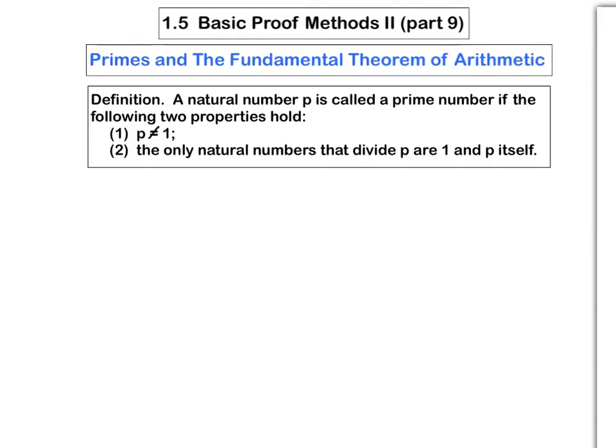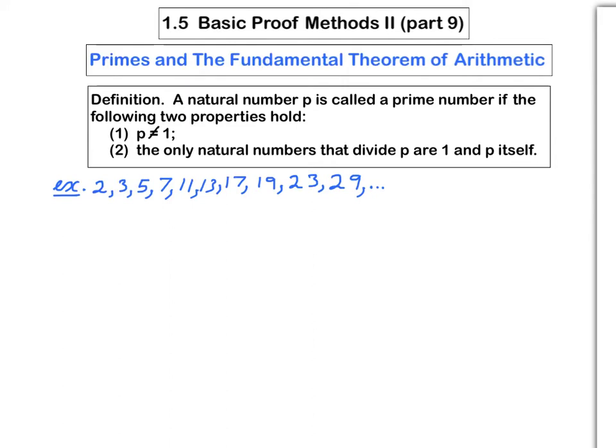Here's the definition. A natural number p is called a prime number if the following two properties hold. One is that p is not equal to 1, and two, the only natural numbers that divide p are 1 and p itself. Of course, 1 divides every natural number by definition. Every natural number can be written as 1 times something, and every natural number divides itself because every natural number is equal to itself times 1, and so the primes are the ones for which those are the only two divisors.